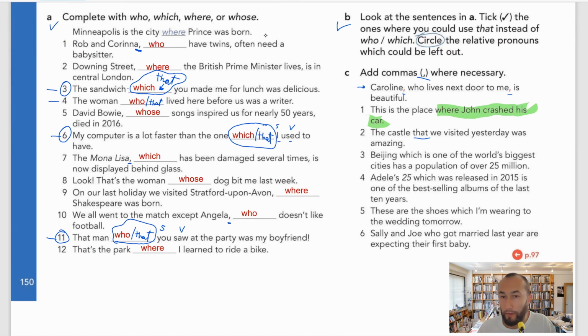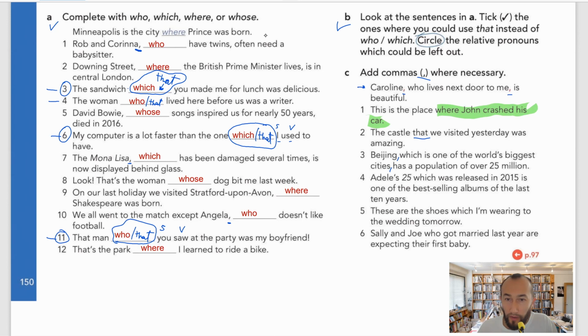Three, Beijing. Beijing is the name of a city, so I can apply a comma here, which is one of the world's biggest cities, and there's a comma here, has a population of 25 million. Because which is one of the world's biggest cities is a relative clause. You remove it or not, the main point is not going to change. Beijing has a population of over 25 million. So here, which is one of the world's biggest cities is extra information, non-essential. So this is non-defining, and we're going to use commas there.